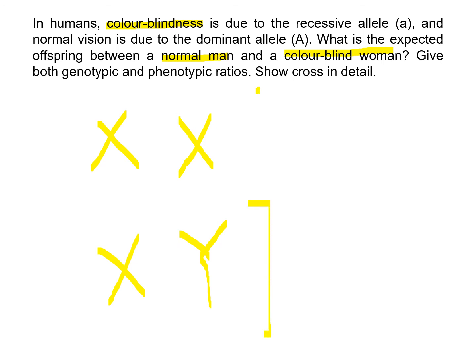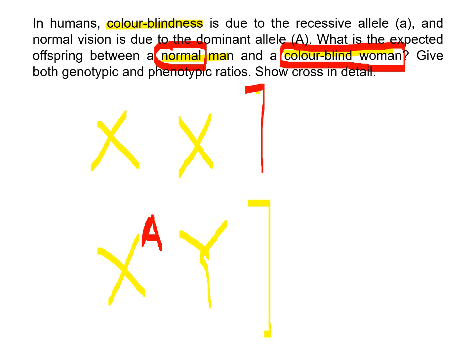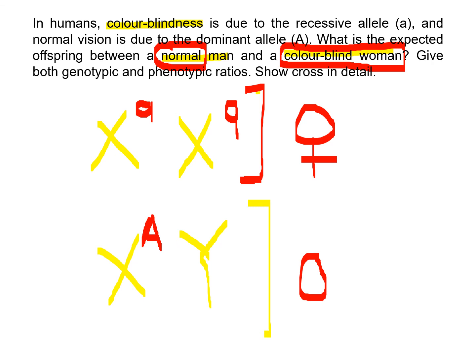So let's start by looking at the man. We are told that the man is normal, and because the man is normal, he must have the dominant allele, because color blindness is caused by a recessive allele, and there is nothing on your Y chromosome. Your female is said to be colorblind. So when we look at the female, we can now say that since she is colorblind, she must have both recessive alleles. So this is the genotype of your female, and this is the genotype of your male.